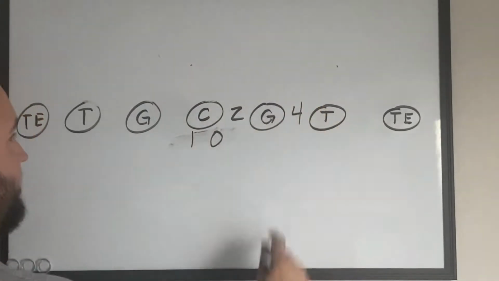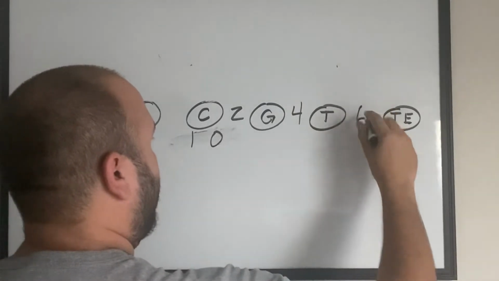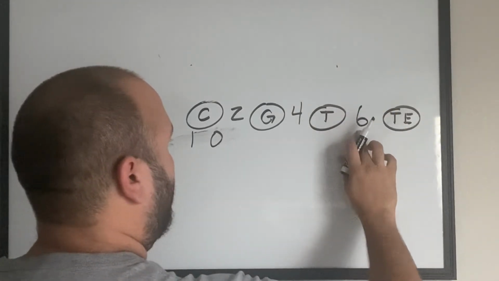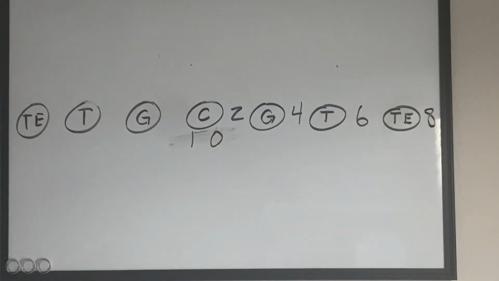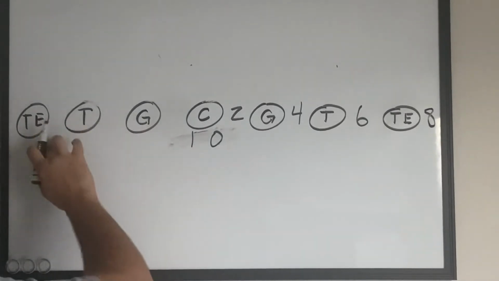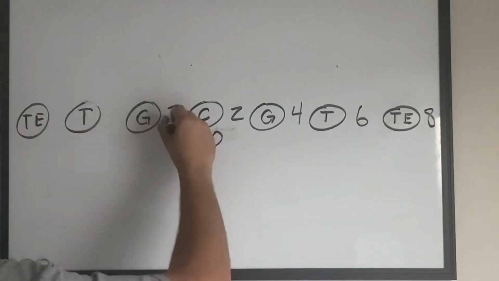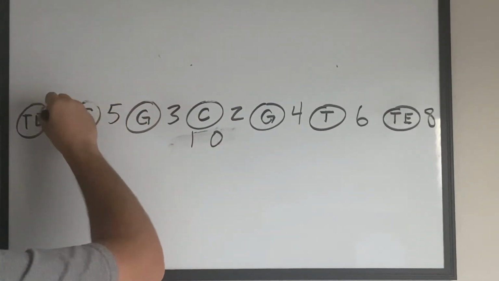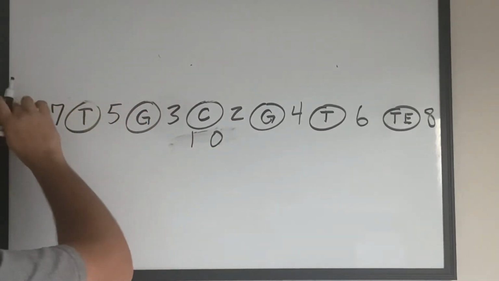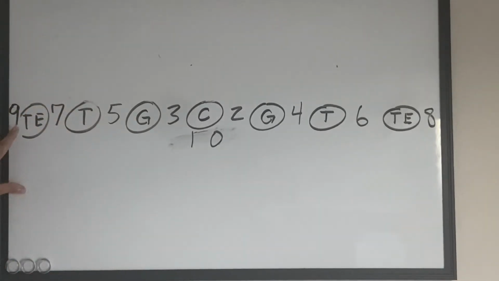4 for this run lane. 6, anything off the tackle, and an 8 for anything outside of the tight end. For the left side, we talked about odd numbers, so it's going to be 3, 5, 7, and anything outside is going to be a 9. So anything outside the tight end is going to be a 9 or an 8.